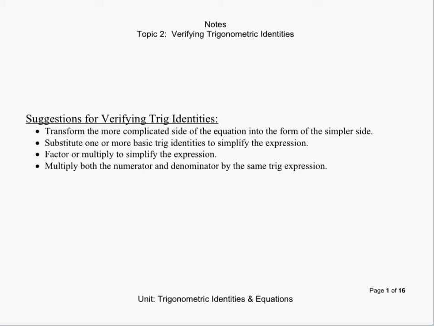So suggestion 1, these are in random order. Transform the more complicated side of the equation into the form of the simpler side. Suggestion 2. Substitute one or more basic trig identities to simplify the expression. 3. Factor or multiply to simplify the expression. You're going to love it when you have to factor. 4. Multiply both the numerator and denominator by the same trig expression. Those are 4 different suggestions.